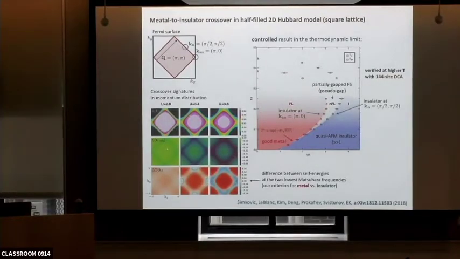We can also look at how the self-energy in k-space in the Brillouin zone increases. Expectedly, it starts with the antinodal points and then becomes bigger at the node eventually. But this one, I think, is quite interesting because here you see the difference between the two lowest Matsubara frequencies, and the blue shading corresponds to insulator-like behavior, and the red corresponds to metal-like behavior, and you see how, increasing the U, the Fermi surface becomes gradually gapped everywhere.